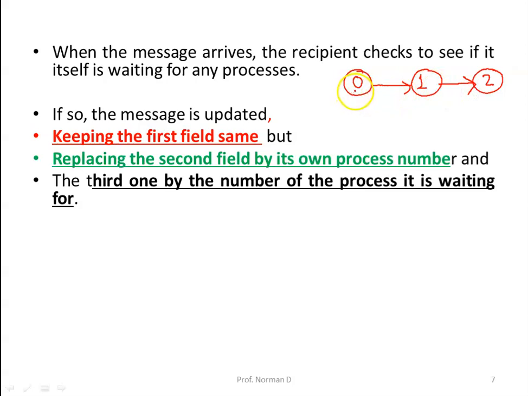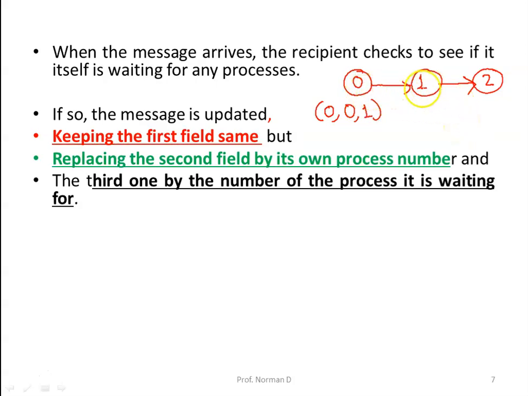Now initially there was a probe message which was sent by 0 to 1. So it had 3 parameters. The first parameter was the process that just blocked. So since 0 is waiting for resources held by 1, the first parameter would be 0. The second parameter is the process sending the message. Now which process is sending the message? 0 itself is sending the message, so here it will be 0. And the third parameter is the process to whom it is being sent. The message was being sent to process 1, so the third parameter was 1 in this case.